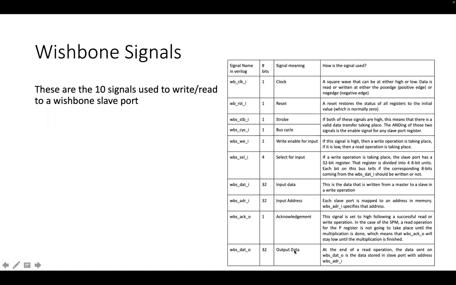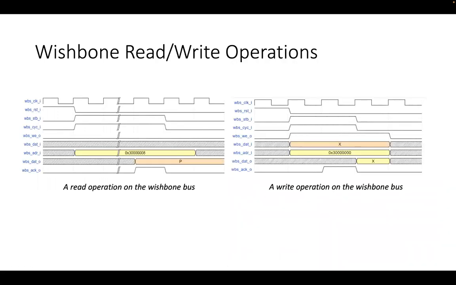The final signal is the output data. It's also 32 bits. And of course, this is at the end of a read operation. The data sent on this signal is the data stored in the slave port or register with the address specified in the input address. Okay, now that we understood the signals, let's take a look at the wishbone read and write operations waveform.